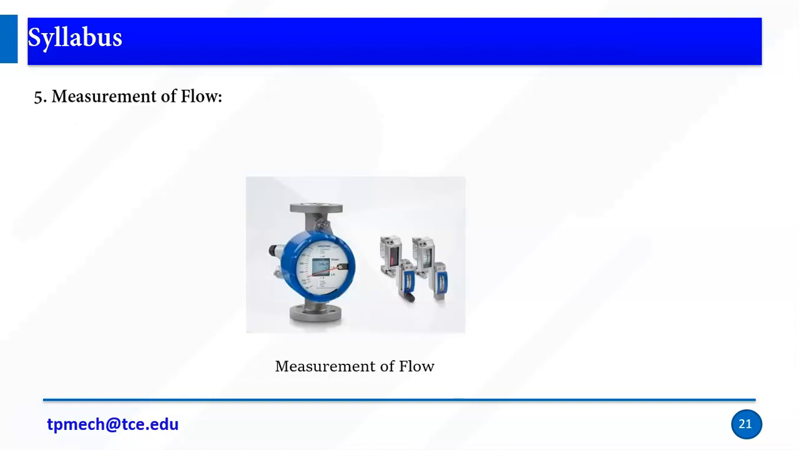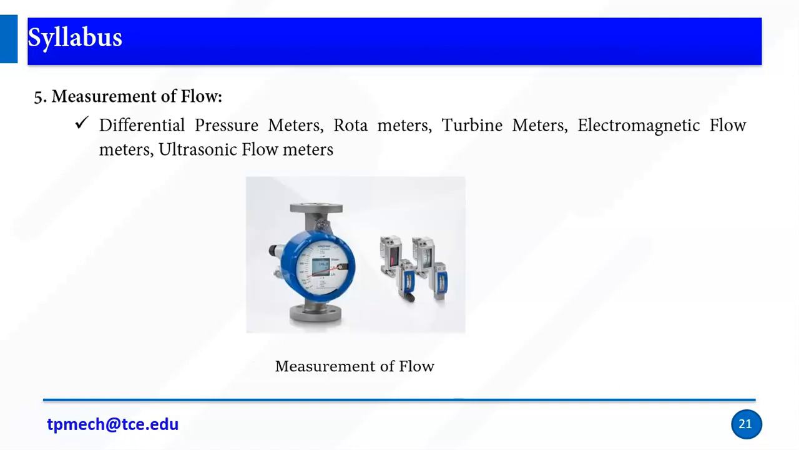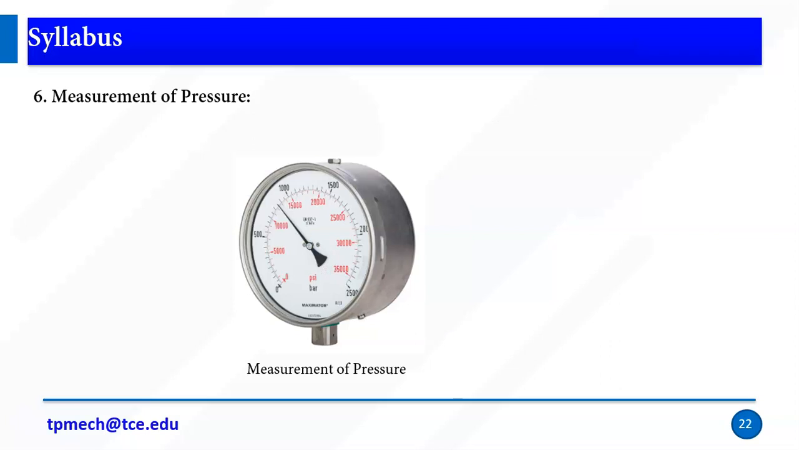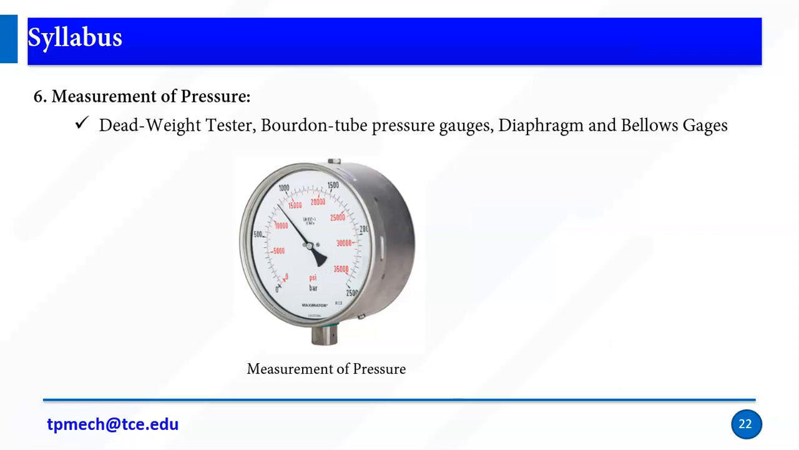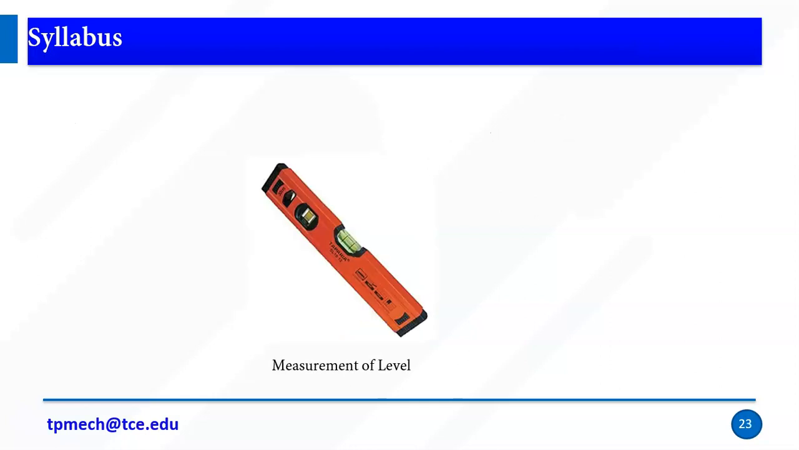The next one is measurement of flow. Here we are going to study differential pressure meters, rotameter, turbine meter, etc. The next is the measurement of pressure. So how to measure pressure? The dead weight tester is one of the equipments, along with Bourdon tube pressure gauge, diaphragm and bellows gauges. We are going to study how to measure pressure and what the limitations of each individual device are, and then measurement of level. Right.